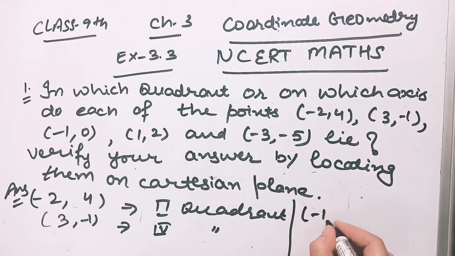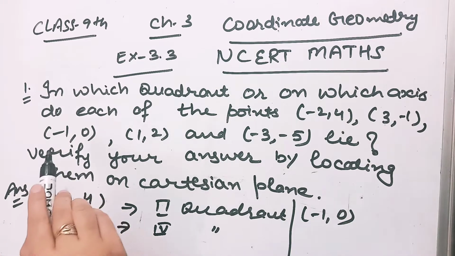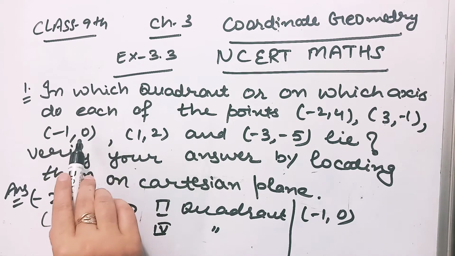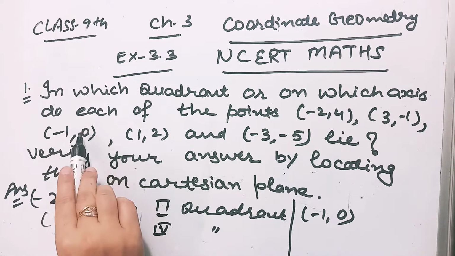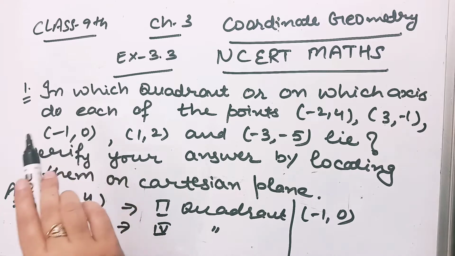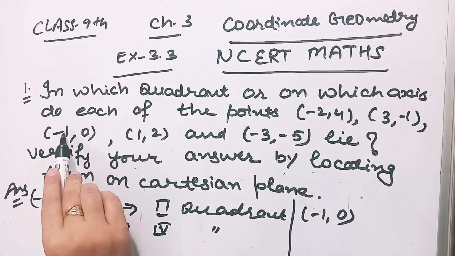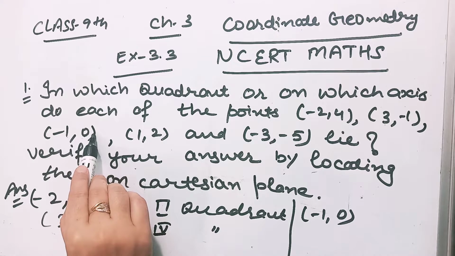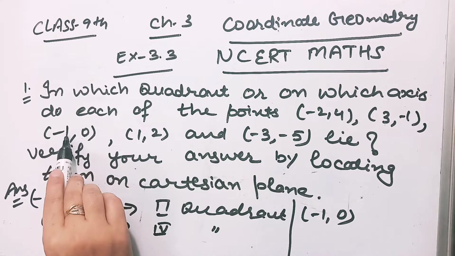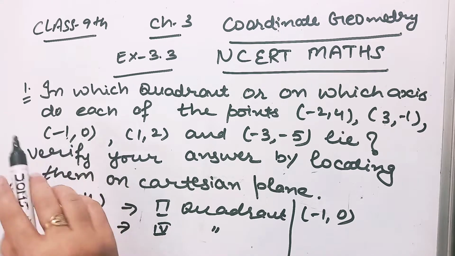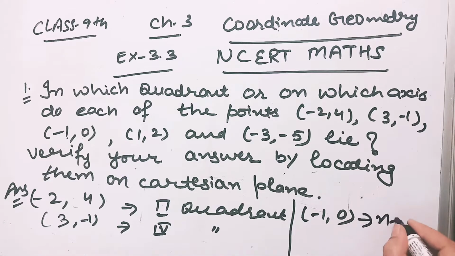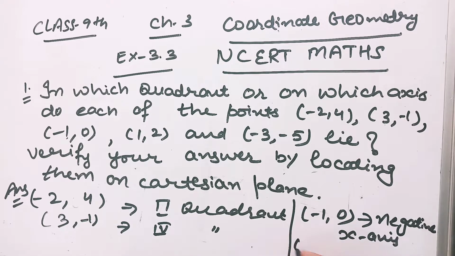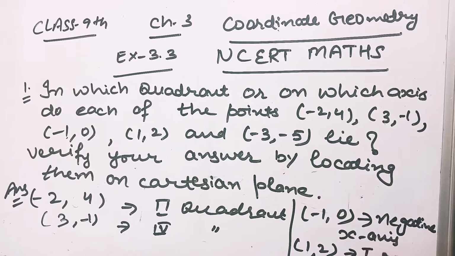And (-1, 0), as I have told you in exercise 3.2. Now y is 0. Y coordinate 0 is always on the x-axis, means (-1, 0) lies on the x-axis, and which direction? X is -1, that is the negative x-axis. (1, 2), both are positive, means first quadrant.